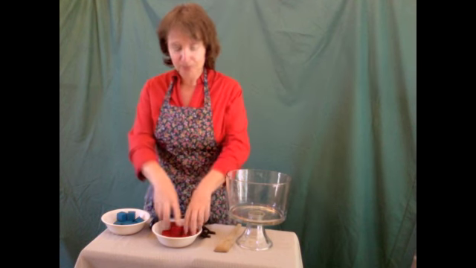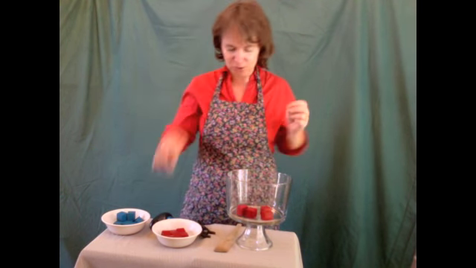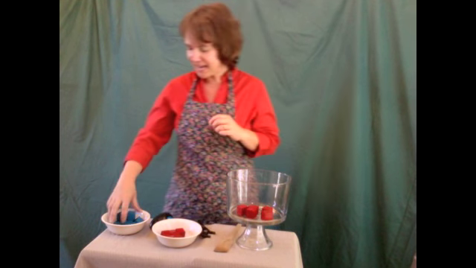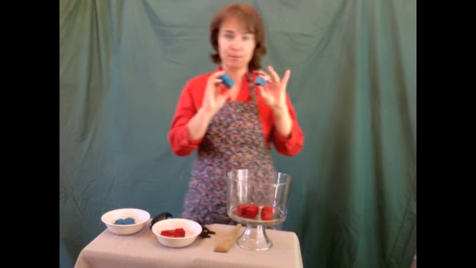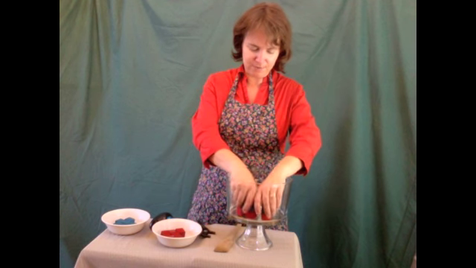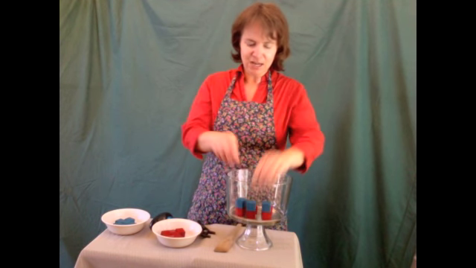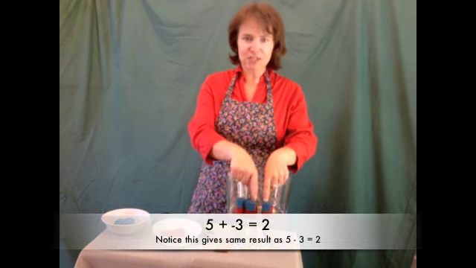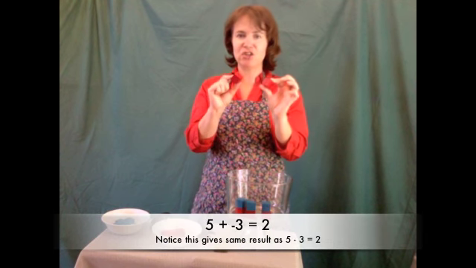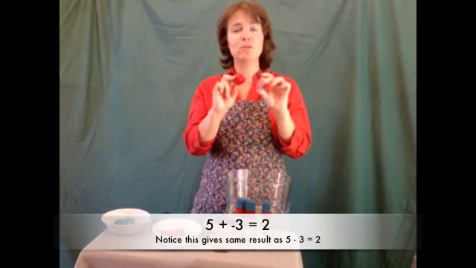So since it is commutative, let's go ahead and check it out. 1, 2, 3, 4, 5, and then 3 blue cold cubes, our negative temperature cubes. And again, we can match those up. These were worth 0 and we've got 2 left over. So we have 2 positive.